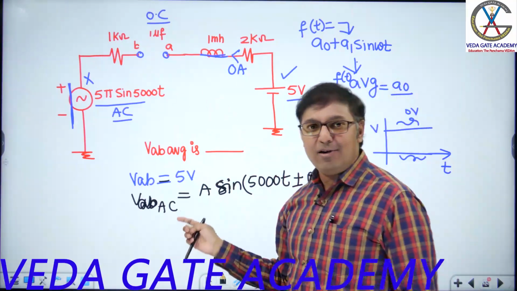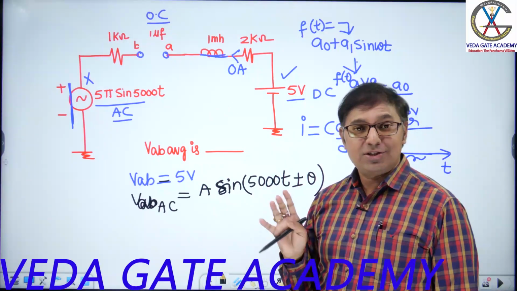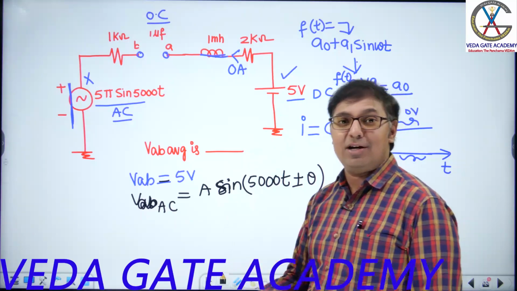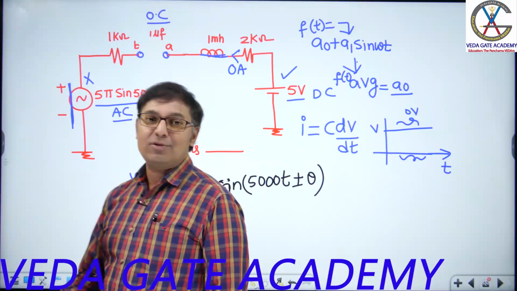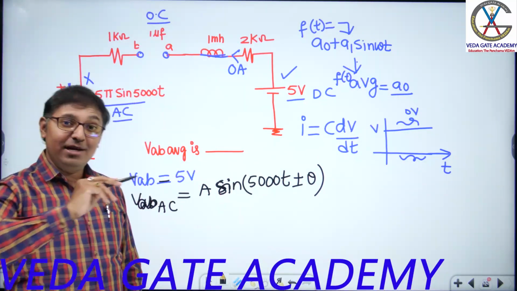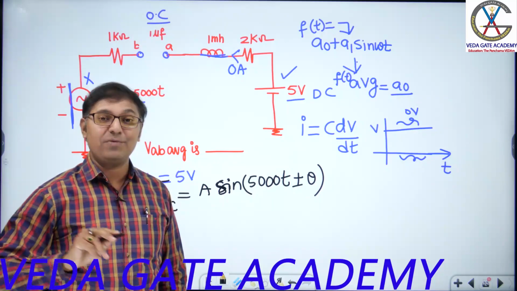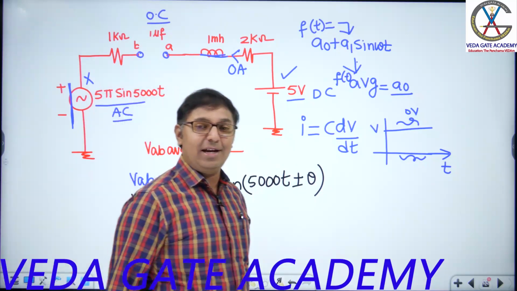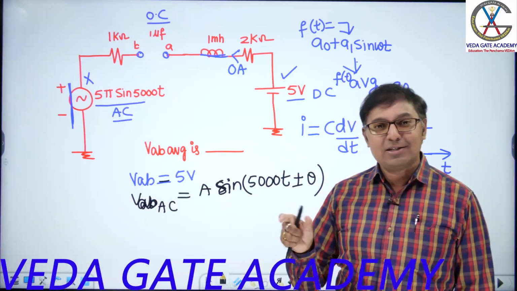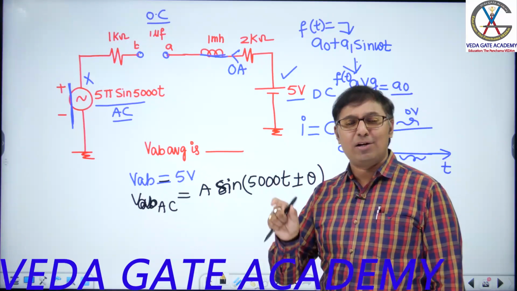Because of AC, if you calculate, you waste 10 minutes. Still, the average value for an AC supply is 0. Why is the average value for AC 0? Because the area of the positive half cycle equals the area of the negative half cycle. Symmetrical waveforms, so the average value is 0. We have clearly proved it.